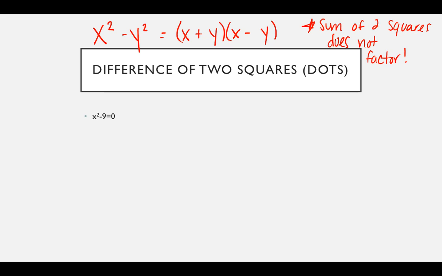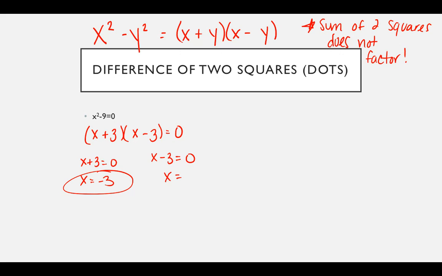So taking a look at this example here, you have a perfect square minus a perfect square. So this will factor into two sets of parentheses. Again, it's the square root of each term. The square root of x squared is x, because x times x gives us x squared. The square root of 9 is 3, because 3 times 3 gives us 9. And then again, one's positive, one's negative, because then our outside and inside terms cancel. So we have x plus 3 equals 0 and x minus 3 equals 0. This will give us x equals negative 3 and x equals positive 3.